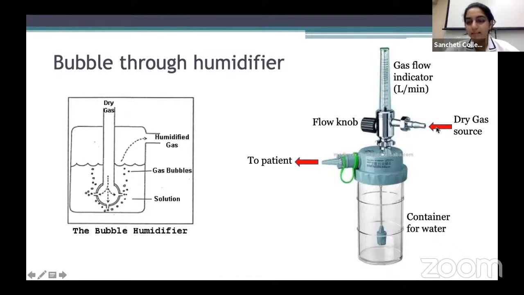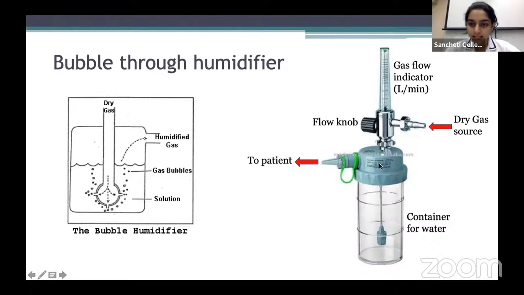Now, what will happen is, as the gas moves in, we are able to control at what flow it goes. This is the flow knob. So when you turn the knob, you can decide at what flow oxygen is being delivered. And how do I know how much it is? An objective measure, the number is indicated here on the gas flow indicator. It measures it in liters per minute.